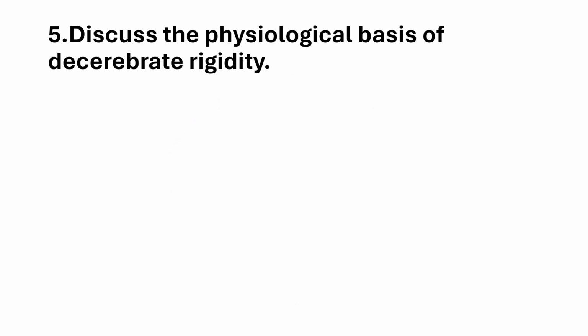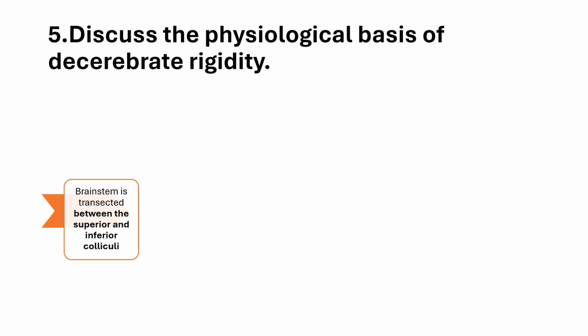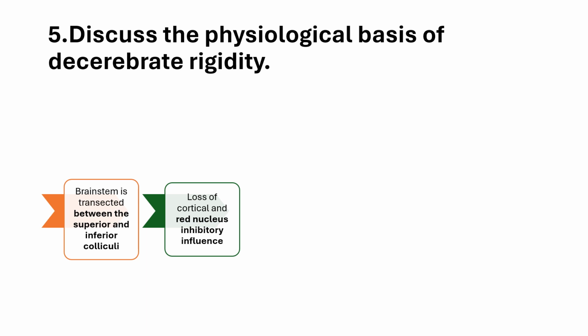So what is the physiological basis of decerebrate rigidity? Decerebrate rigidity is an experimental procedure done to demonstrate the influence of the higher center over the pontine and the vestibular nucleus. The brainstem is transected between the superior and inferior colliculus. So the red nucleus influence and the cortical inhibitory influence will be stopped.